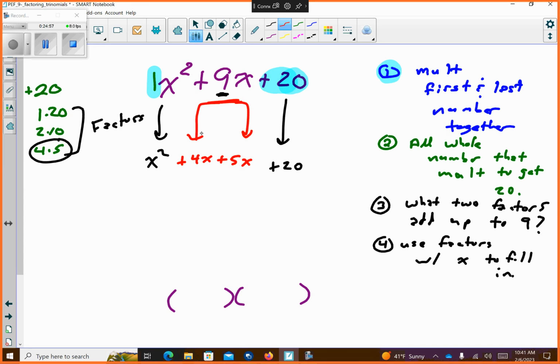We're good so far. What are you trying to do? Like, are you simplifying? I'm trying to get this into the two binomials. What two things did I multiply together to get this? So I'm undoing this. Okay.